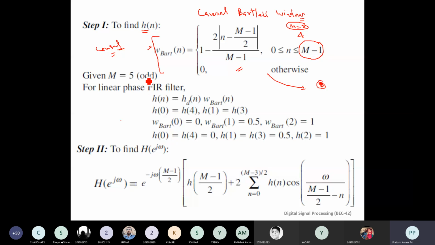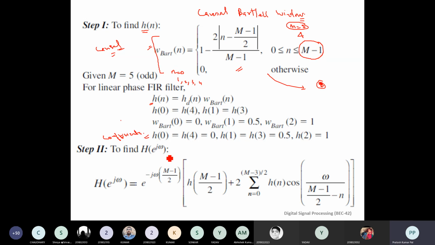And once we know the Bartlett window, we will be putting n equals 0, 1, 2, 3, and 4, up to 4. Finally we will be combining hd of n with the Bartlett window function, and after multiplication we will get h of n. So with respect to that, we will be finding h of 0, h of 1, h of 2, h of 3, and h of 4. These are called the coefficients.